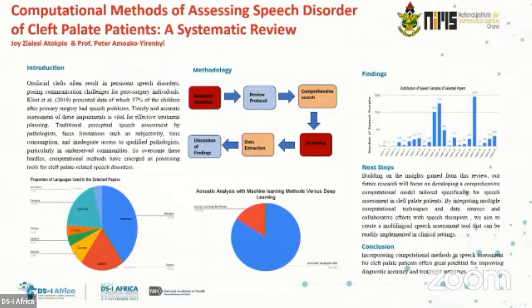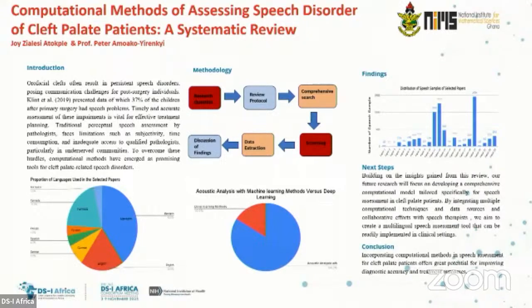This approach is mostly centered on the speech pathologist's experience and is most often subjective. Aside from this, it has limitations in the form of being tedious, time-consuming, and lack of availability of speech pathologists in most areas. So this led us to ask the question, what are the existing computational methods in assessing these speech disorders, which will be more objective and better than the traditional approach?